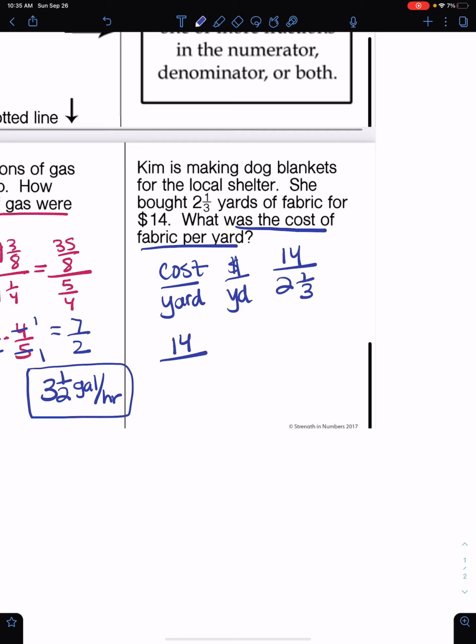Let's change the 2 1/3 to 7/3. And we'll do 14 divided by 7/3, which is 14 times 3/7. We'll do 14 over 1 there. And we'll cross cancel to get 6. So that's $6 per yard of fabric for Kim.